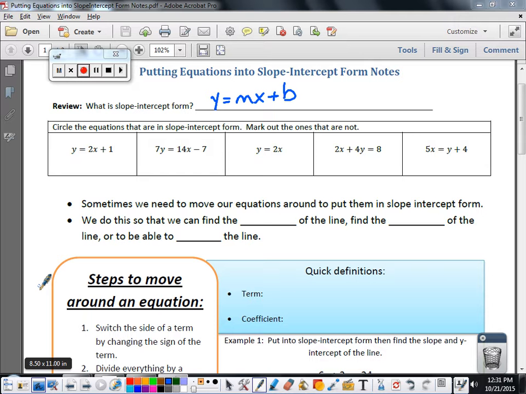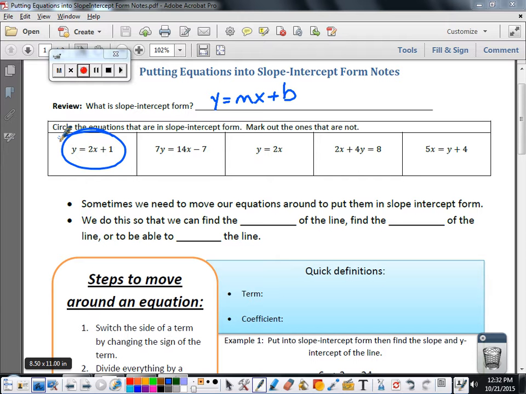All right. Then it says circle the equations. If you don't have it, you don't have to write this part down. Just pay attention. Circle the equations that are in slope-intercept form. Mark out the ones that are not. So the first one, y equals 2x plus 1. Is that written in slope-intercept form? Absolutely. So we're going to circle it. What's the slope of that guy? 2. What's the y-intercept? 1.